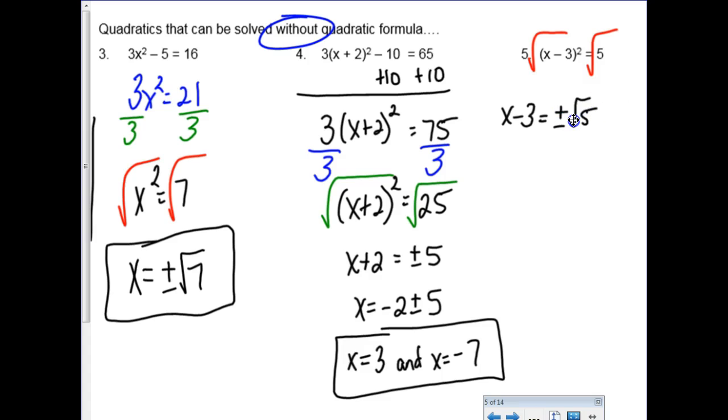Square root of 5 does not break down. There's no perfect squares inside of it besides a 1. So we'd add the 3 to the other side. And this is a case where actually that is your answer. Those are your answers, I should say. There are 2 answers there. Rattle off your first answer. 3 plus square root of 5. What's the other one? 3 minus square root of 5. Yeah, we just shorthand it that way because it's easy to write.